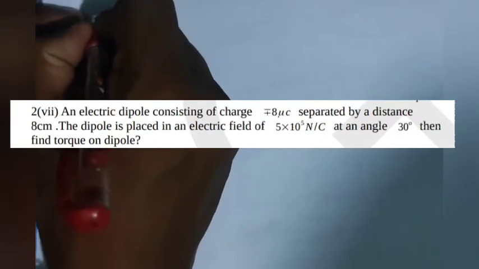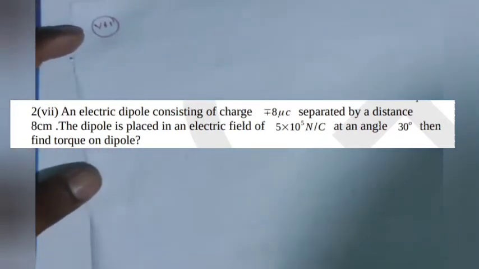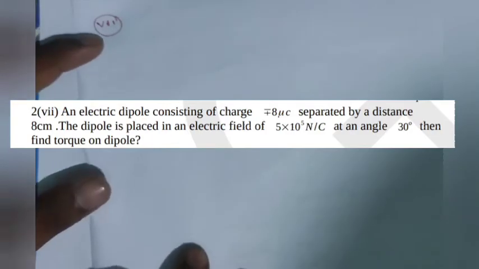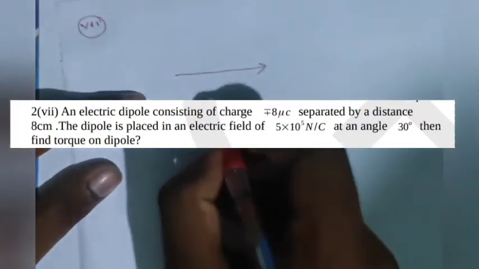Question number B2I. So what was the question? An electric dipole consisting of charge plus or minus 8 microcoulomb separated by a distance 8 cm. The dipole is placed in an electric field of 5 into 10 to the power 5 Newton per coulomb at an angle 30 degree. Then find the torque on the dipole. So in the question, what was given? There is a uniform electric field.